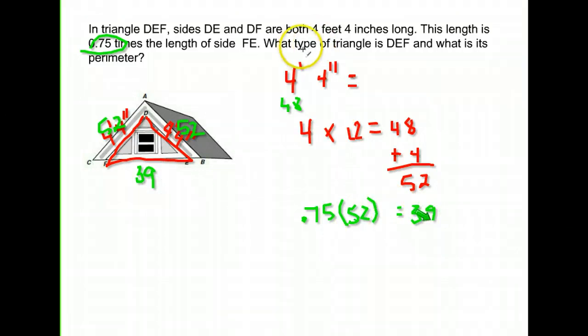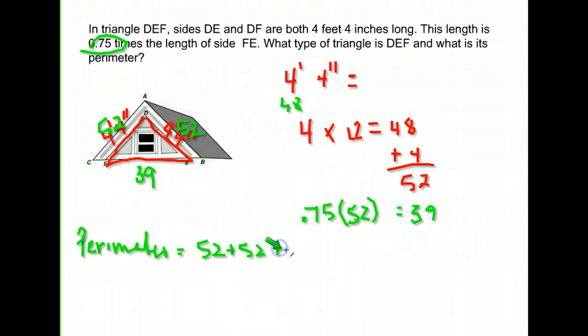What type of triangle is DEF, and what is its perimeter? Well, it's an isosceles triangle because it had two sides the same length. What's the perimeter? Well, perimeter means to add all of the sides together. So we're going to add the 52, the 52, and the 39. Good, that is 143 inches.